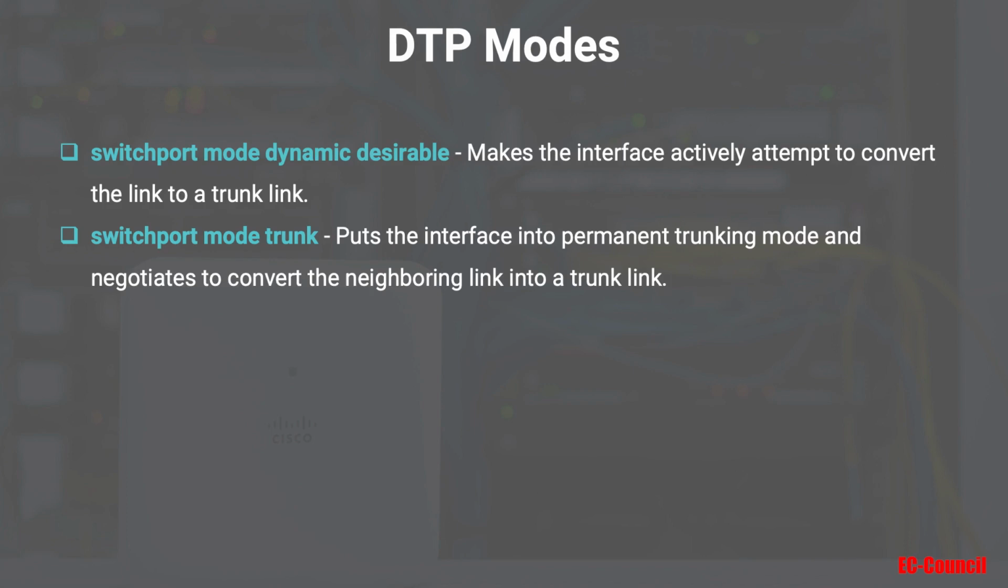Additionally, there's a dynamic desirable mode. This simply makes the interface actively attempt to convert a link to a trunk link. And then there's switchport mode trunk, which simply puts the interface into permanent trunking mode and negotiates to convert the neighboring link to a trunk link.